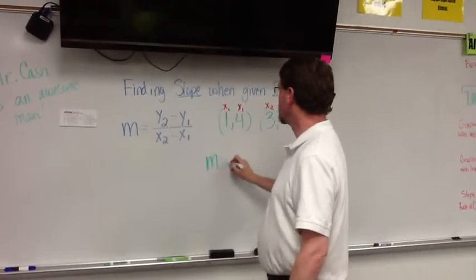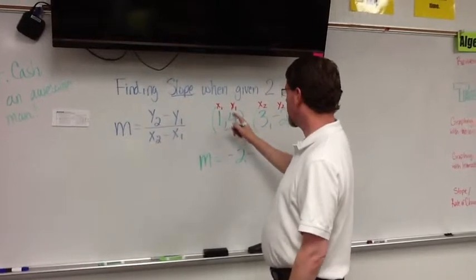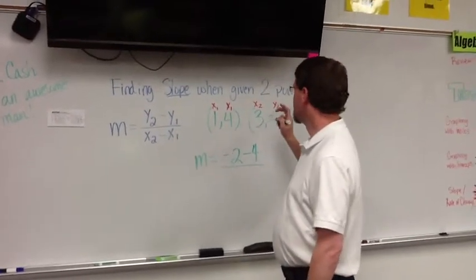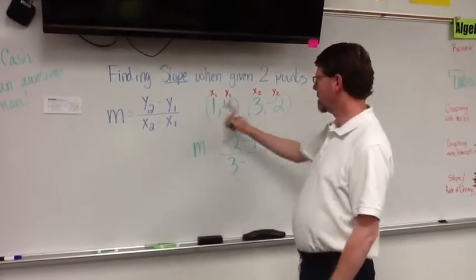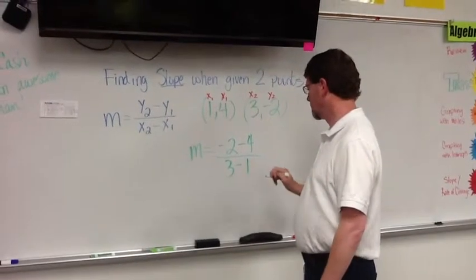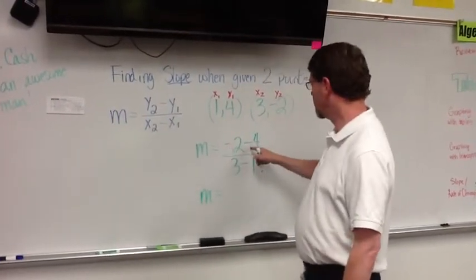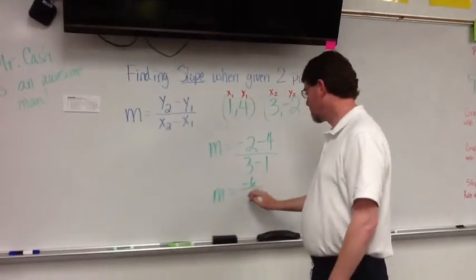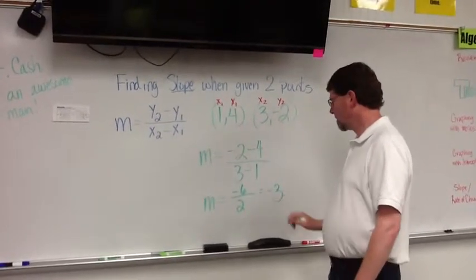M equals y2, which is -2, minus y1, which is 4, over x2, which is 3, minus x1, which is 1. And then we have -2 minus 4 is -6, over 3 minus 1 is 2, which simplifies to -3.